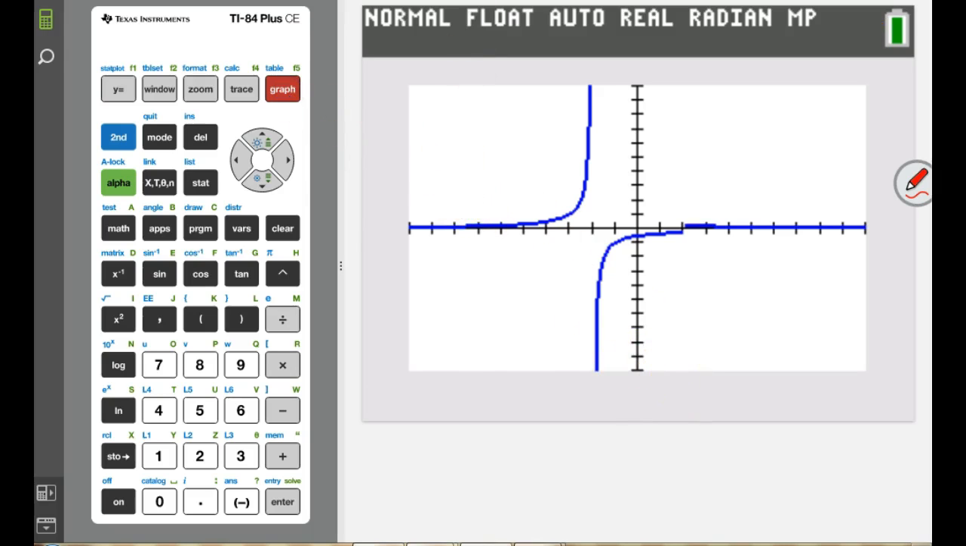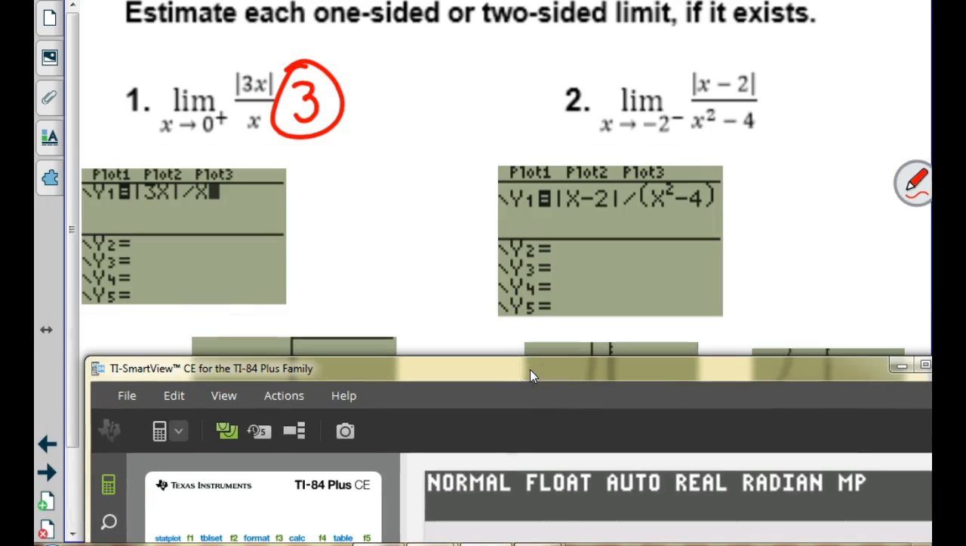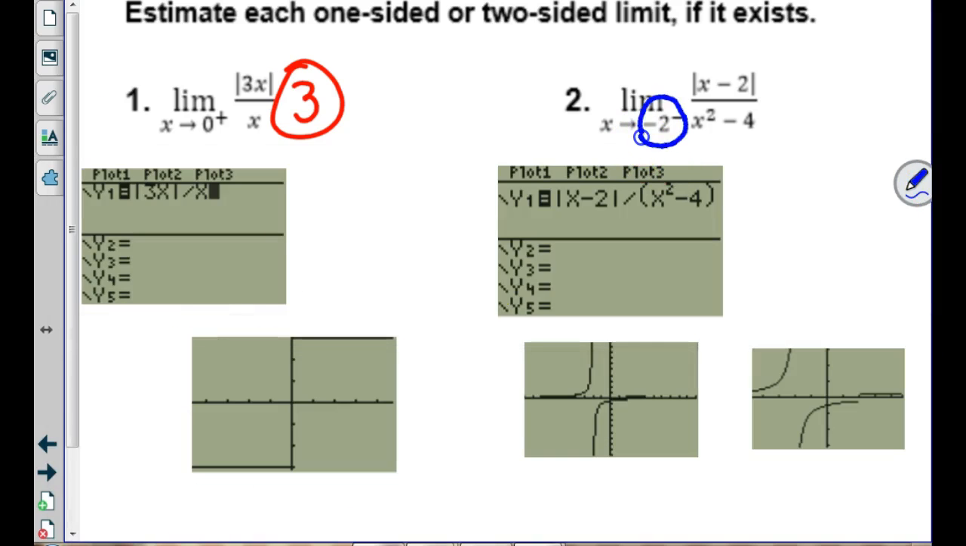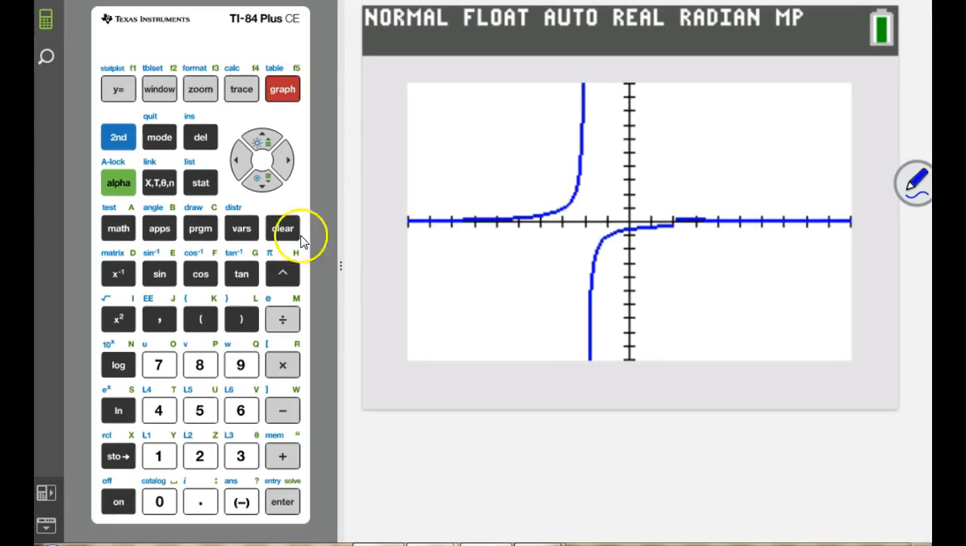And then it asked which direction. This says getting closer to negative 2 from the left, right? What are some numbers that get close to negative 2 from the left? So you could type in negative 3, negative 2.5, negative 2.1, negative 2.01. Those are getting closer and closer to negative 2, yes? Just so we're clear on what that means.